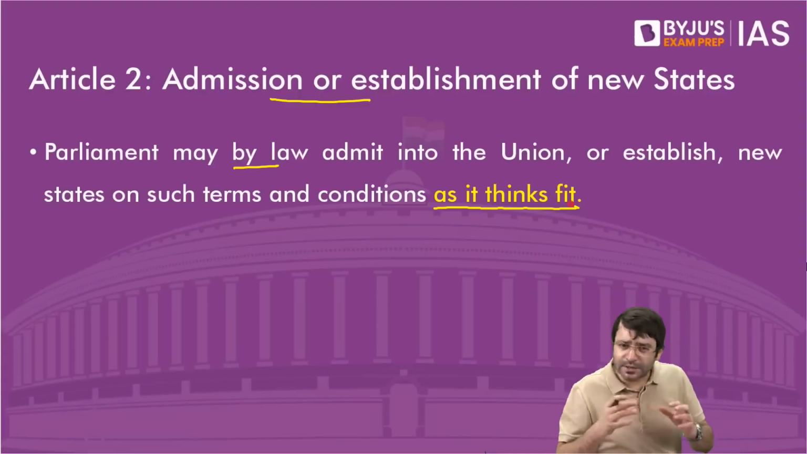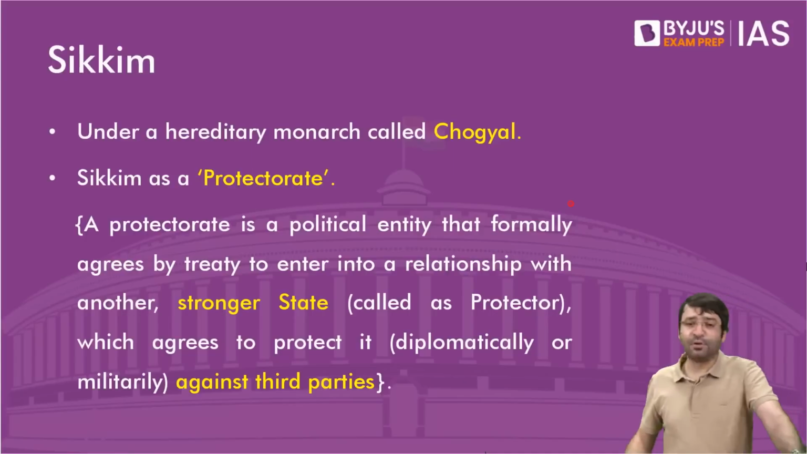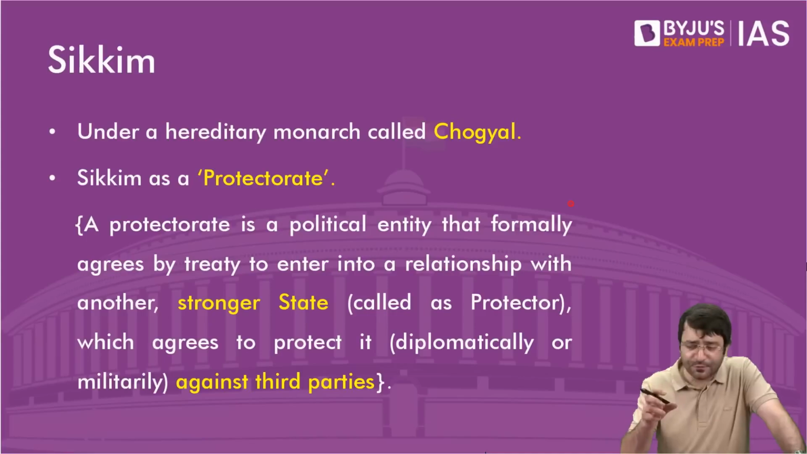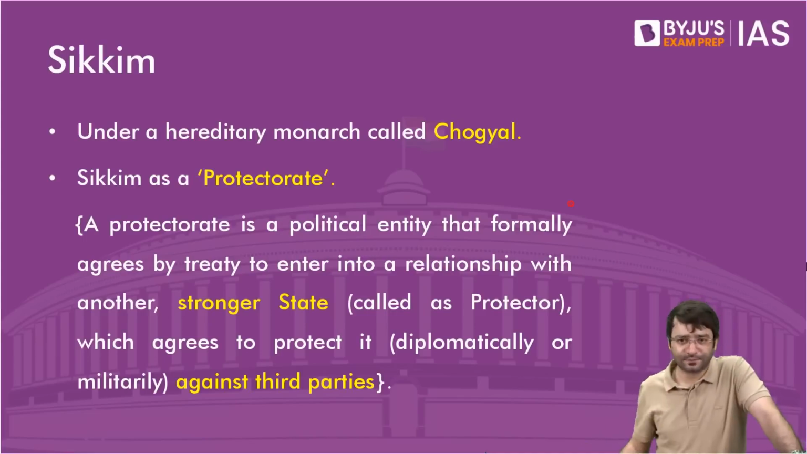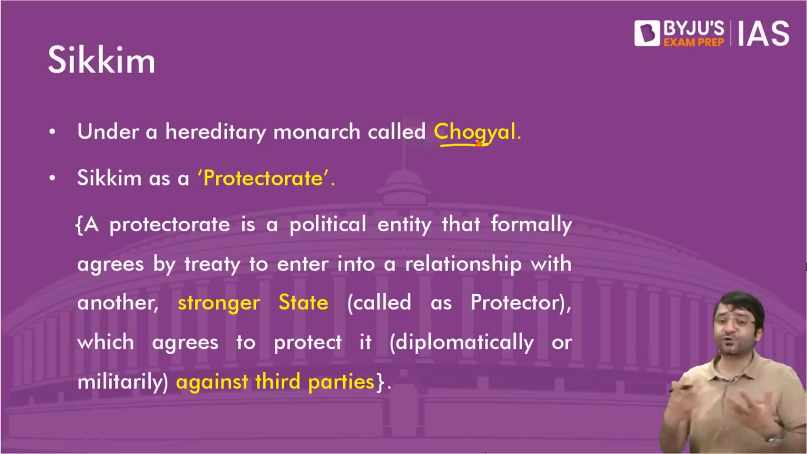How do we understand this Article 2? By looking at the example of Sikkim. Sikkim was a princely state, or should we say it was a separate country altogether. It was ruled by monarchy. It was a monarchy ruled by Chogyal. Chogyal is the institution of monarchy.